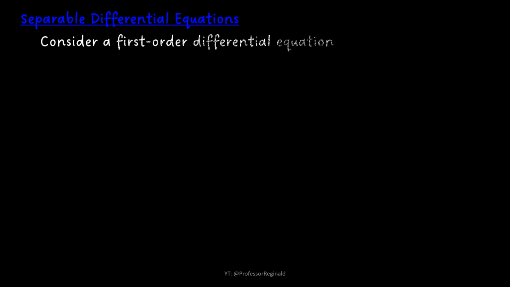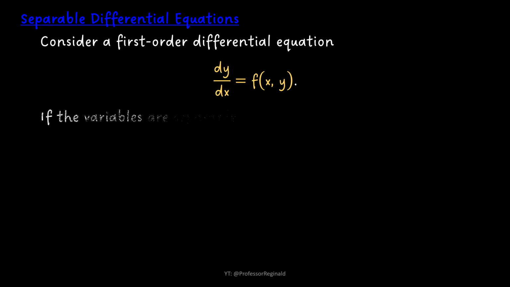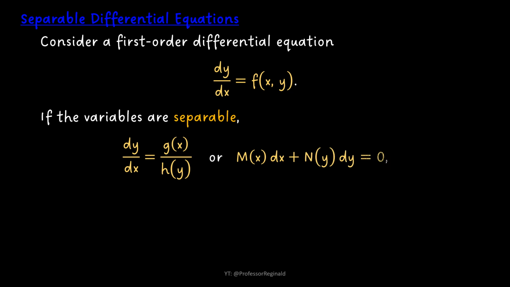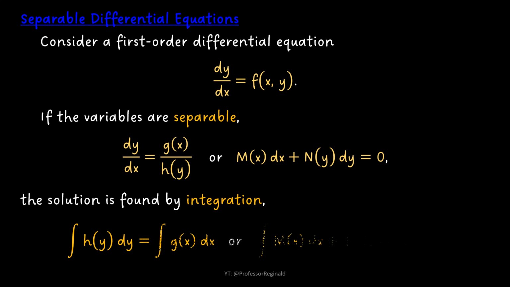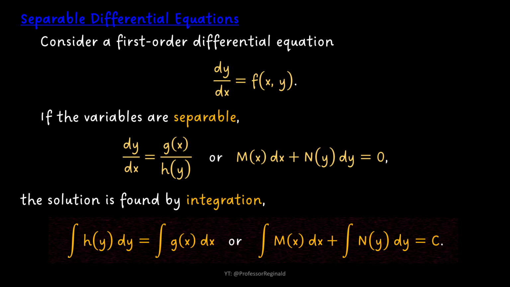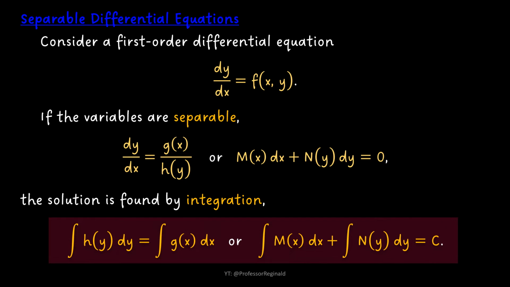Separable differential equations. Consider a first-order differential equation. If the variables are separable, the solution is found by integration. The first form is the normal or standard form, while the second form is the differential form. To be able to integrate the equation, each side of the equation must be written in terms of just one variable. Or each term of the equation must be written in terms of just one variable.